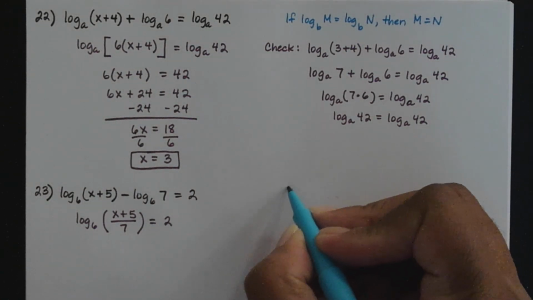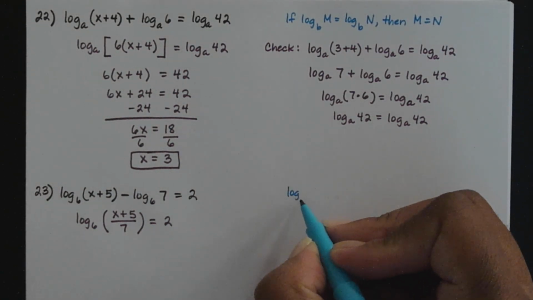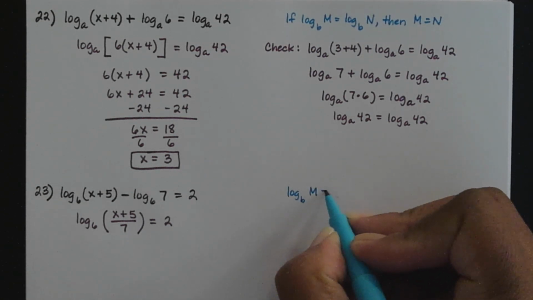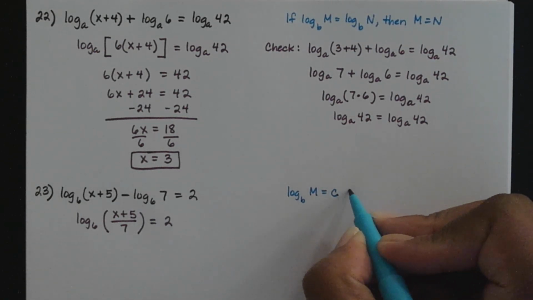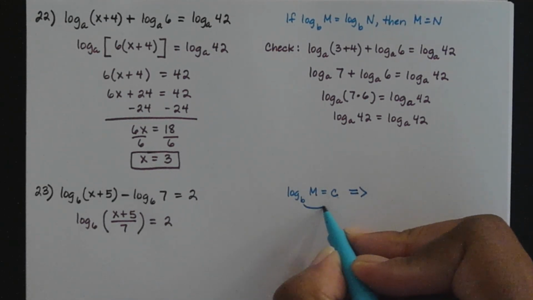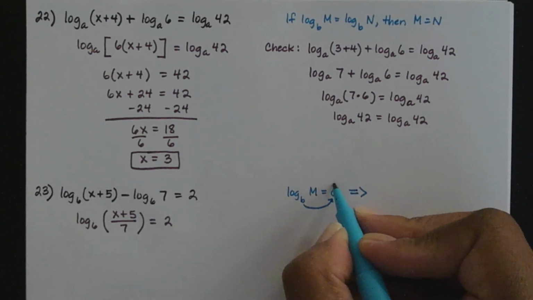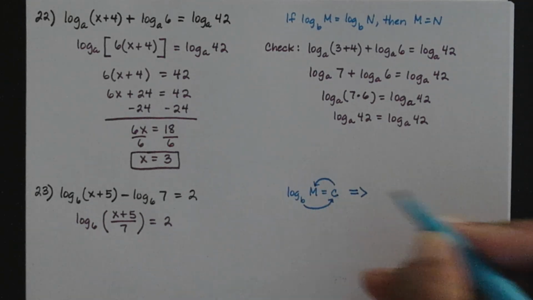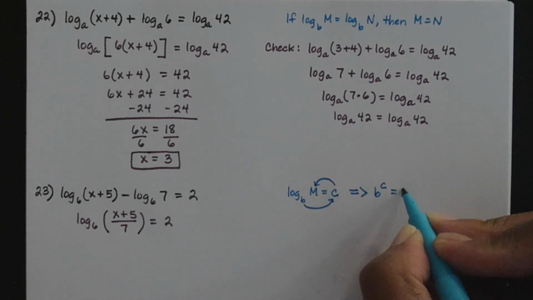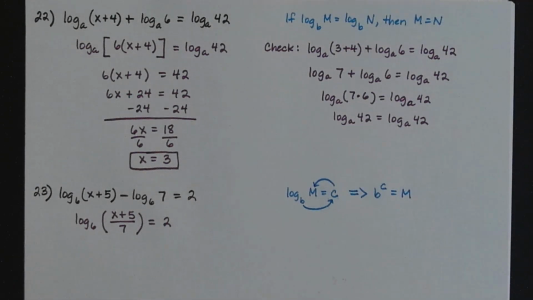Now, of course, we can write this in its equivalent exponential form. So if I had something like log to the base b of, let's say, m equaling to some constant c, that is equivalent to saying this: b to the power of c equaling to m. So we can write this logarithmic equation in its equivalent exponential form.